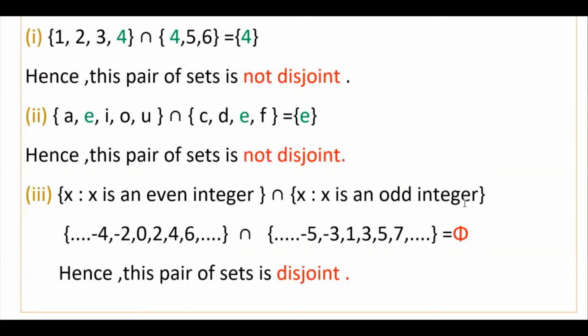And X is an odd integer: the number which is not divisible by 2. Those numbers are called odd numbers. But here, integers, so you have to take negative numbers also. We know that odd numbers are 1, 3, 5, 7. All these are odd numbers. But for integers, you have to take negative numbers, so you can take minus 5, minus 3, minus 7, 1, 3, 5, 7, etc. These are called odd integers. If you check these two sets for any common elements, here there are no common elements. So this is an empty set. No elements are there. So if you intersect two sets and there are no common elements, then those sets are called disjoint sets. So this pair of sets is disjoint.